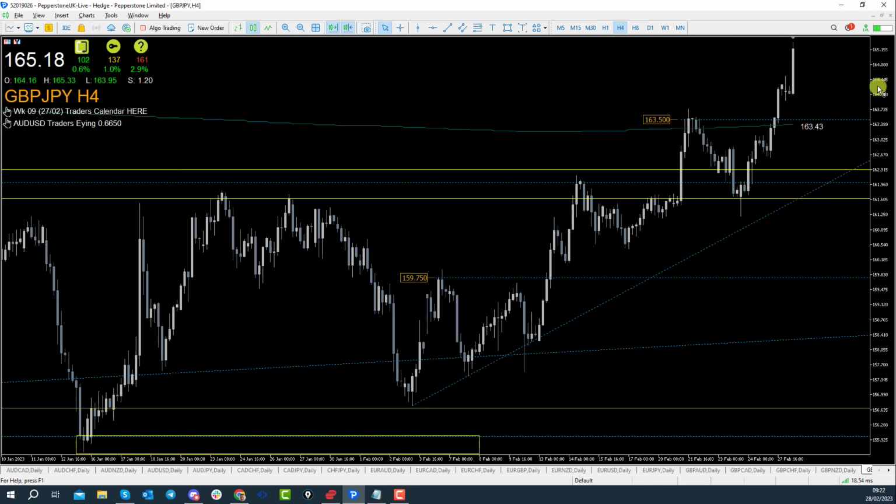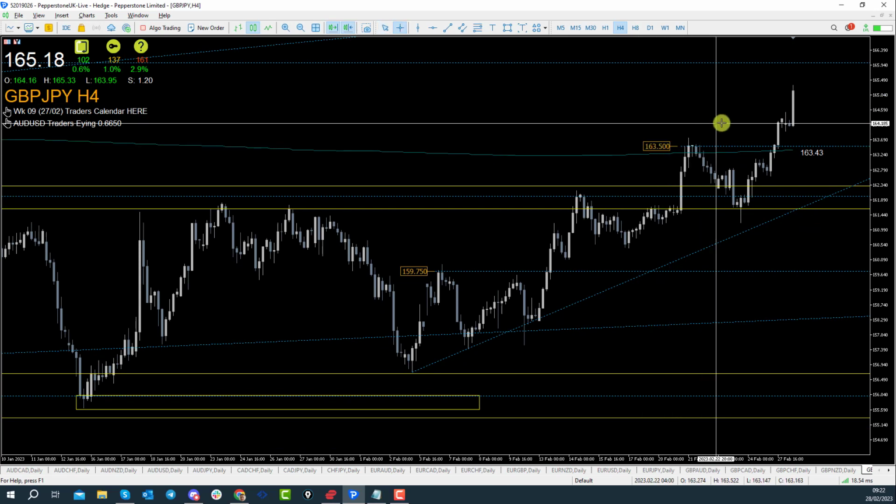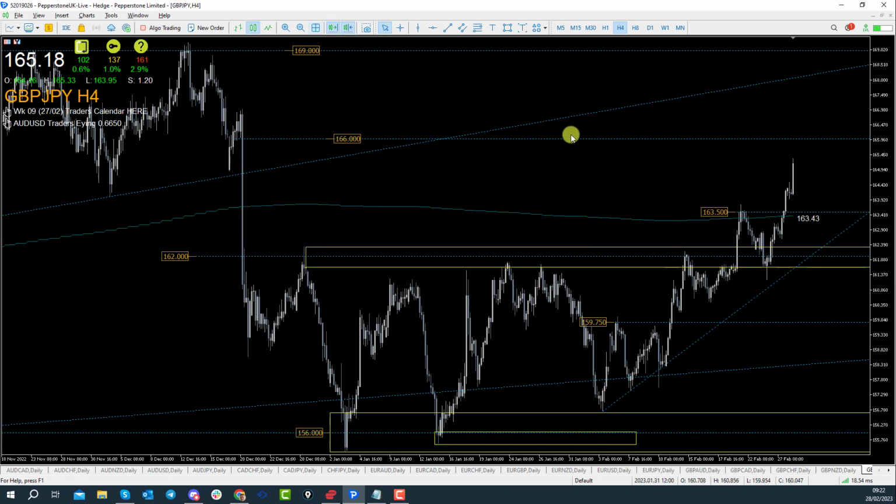I did mark out the 163.50 handle. So if I just jump down into this 4 hour and open it up a little bit, you can see in a bit more detail why I've looked at the 166, because you can see it's that area there where we had a little bit of consolidation before price traded to the downside. So that's why I'm interested in the 166.